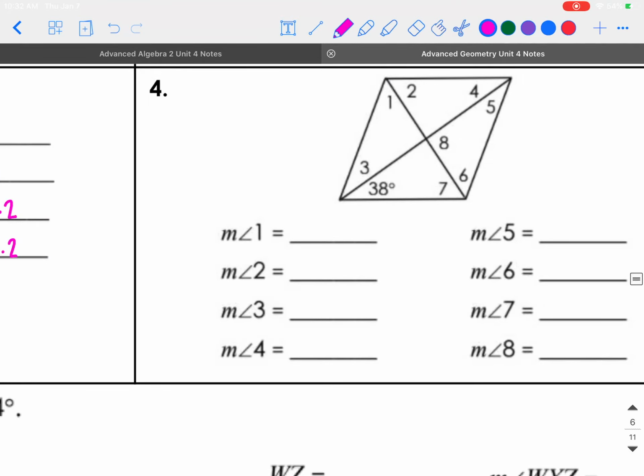All right, number 4, we start getting into some angles. So I'm going to color code.